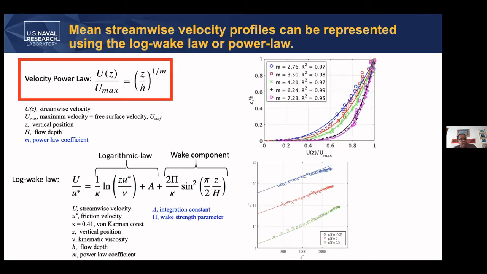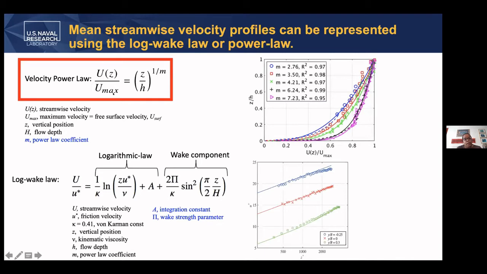And in looking at how we describe the mean streamwise velocity profile, there are two ways to do this. There's the velocity power law and the log-wake law. And when I plot my data against all of these laws, my data support that both the velocity power law and the log-wake law are applicable for open channel flow. But in thinking about how to remotely predict these profiles, when I look at the log-wake law, there are really two unknowns here. There's two things that I don't know a priori. I don't know what this integration constant is, and I don't know what this wake strength parameter is.